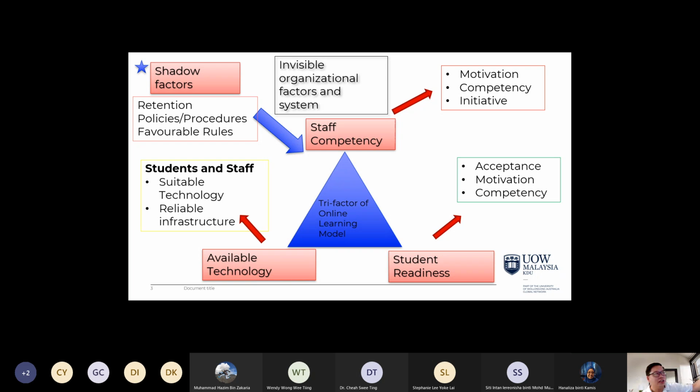Now, all of this, of course, is impacted by the shadow factors lah. Shadow factors are external factors that we don't see, but they are influencing us. Okay, it could be retention policies, procedures, favorable rules, organizational policies, and so on. Let me give you one example.